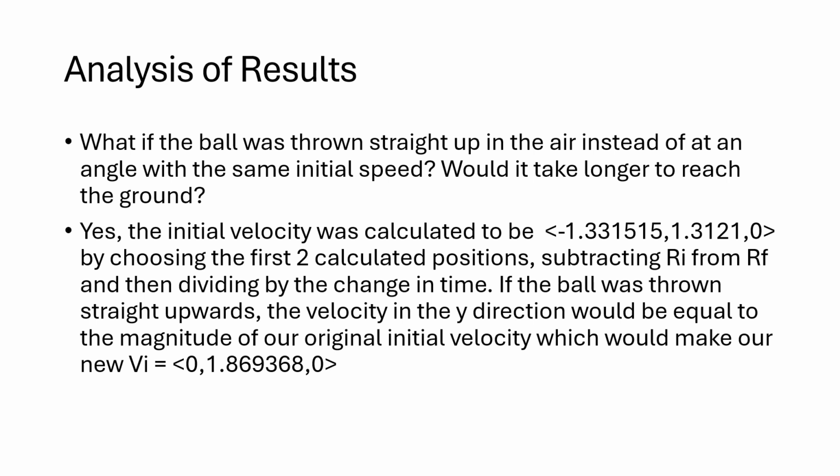As I explained earlier, we chose 2 points and subtracted Ri from Rf, and then divided by delta t. If it was thrown straight upwards, it would just be the magnitude of this speed, which would make our new initial velocity, as seen here, 1.869, which is much faster, and the force of gravity would have to counteract more than it did in the original system.